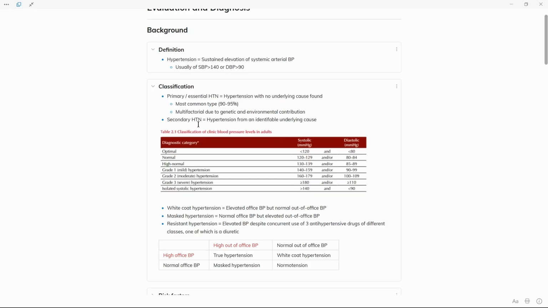Secondary hypertension, on the other hand, is hypertension that is due to an identifiable underlying cause. So there is a separate medical condition that is driving the patient's hypertension.